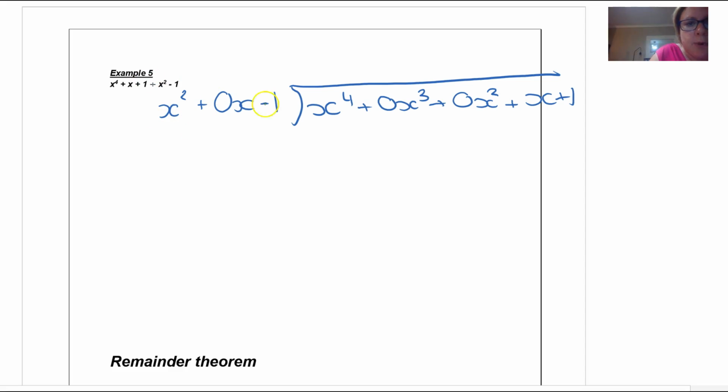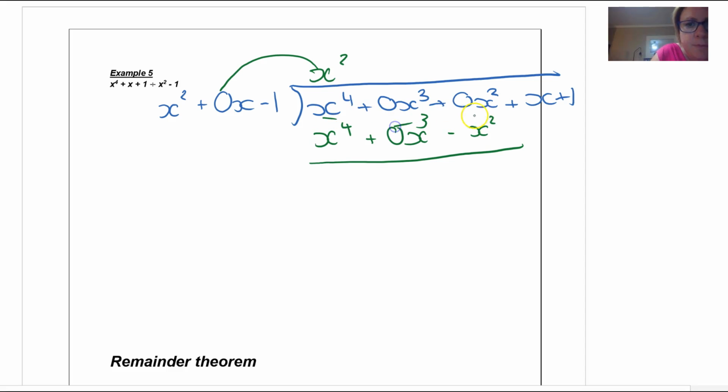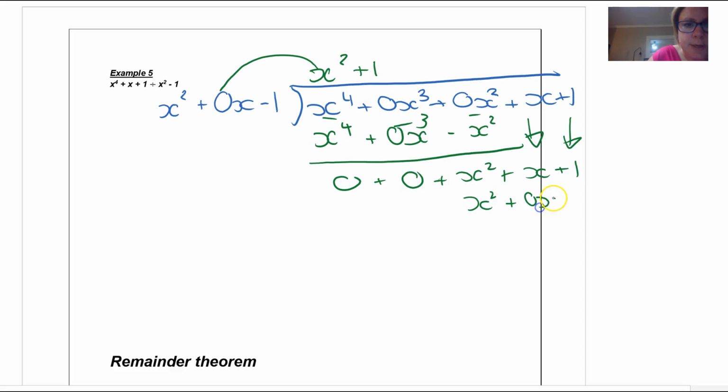What do I have to times x squared by to get x to the 4? X squared, so I've got x to the 4 plus 0x cubed, which is timesing that, minus x squared, and I subtract them. 0, 0, and this is plus x squared, so I need a 1. I need to bring these down, plus x plus 1, x squared plus no x minus 1, and I need to subtract them. x minus nothing is still x, 1 minus minus 1 is 2.